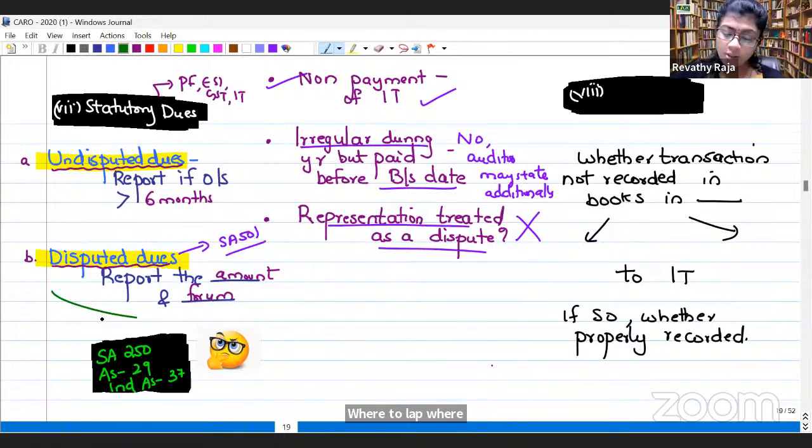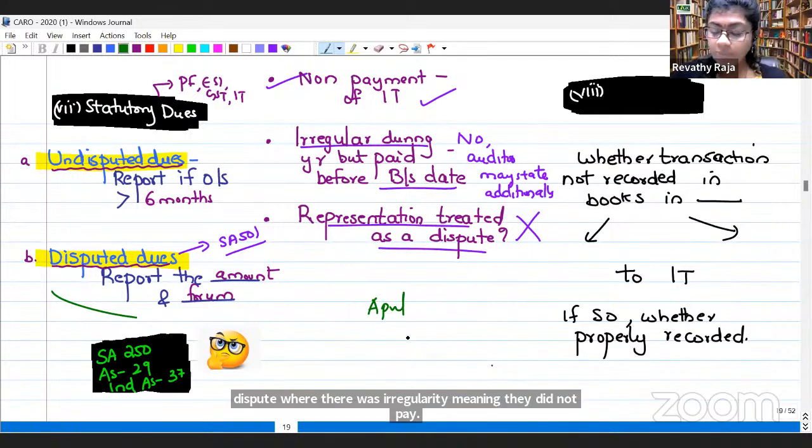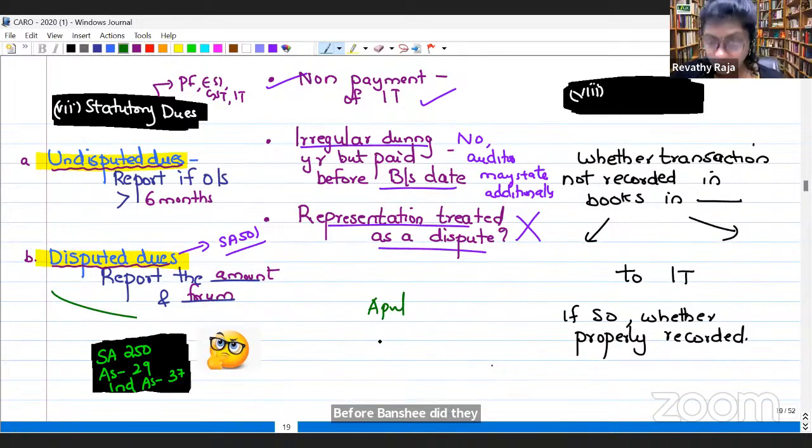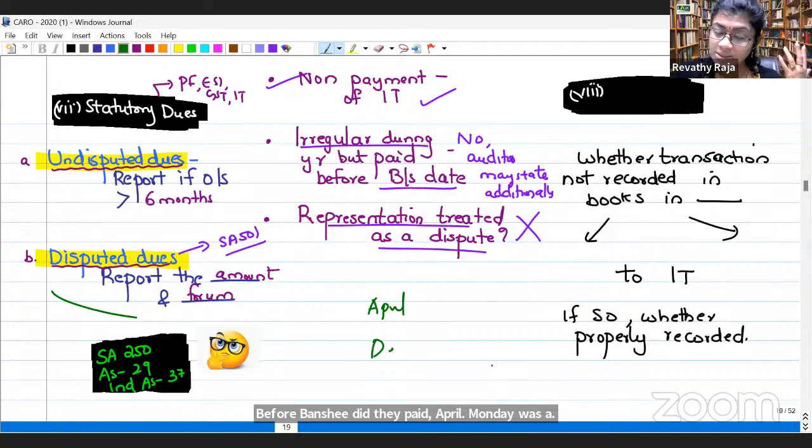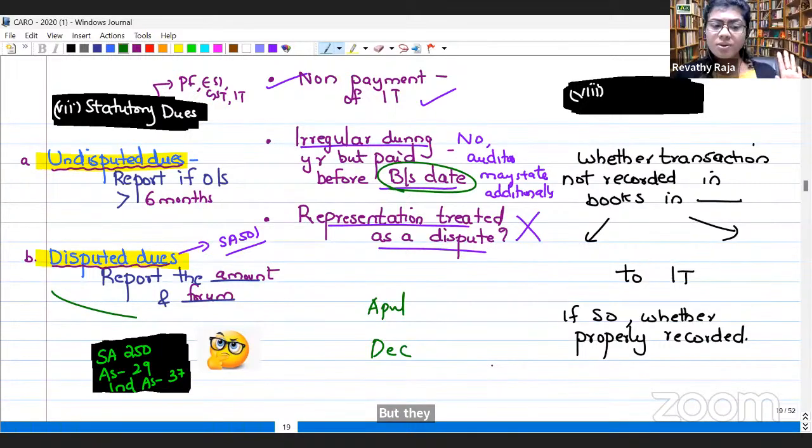Irregular meaning during the year there was a dispute, there was irregularity, meaning they did not pay. Before the balance sheet date, they paid. April month there was a due. They had to pay in April, but they paid only in December. But they paid. As on balance sheet date, no dues. So you need not report because it is cleared.